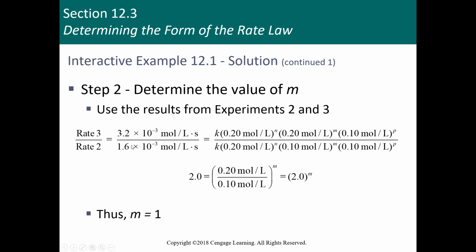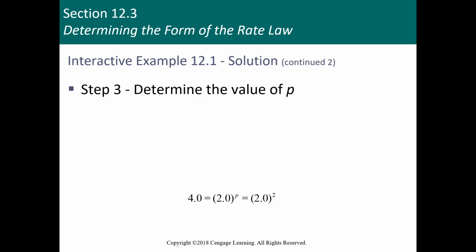Now, again, this is going to be 2. This right here divided by this is 2. Again, this concentration divided by this concentration is 2 again. And so what we find out is, again, 2 equals 2 to the m. And m in this case has to be 1. So we find out that this is also first order.